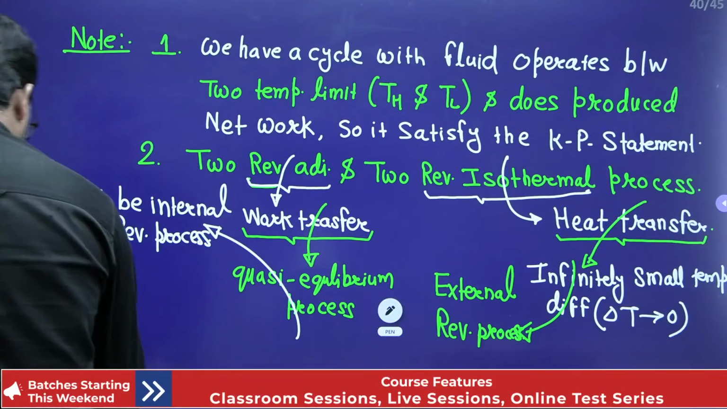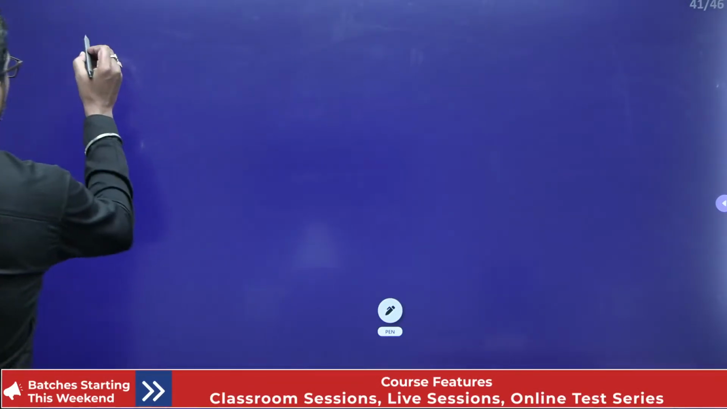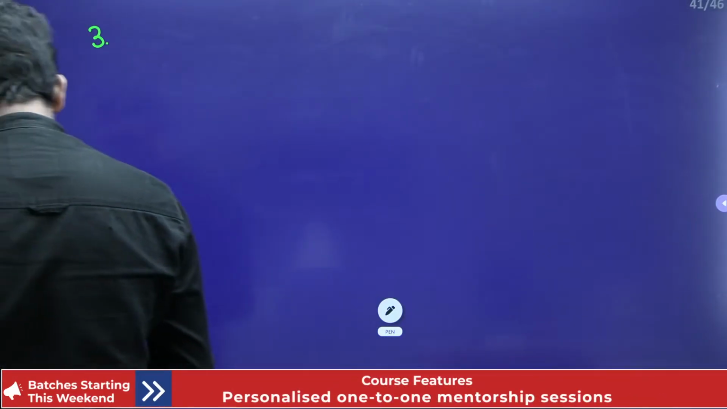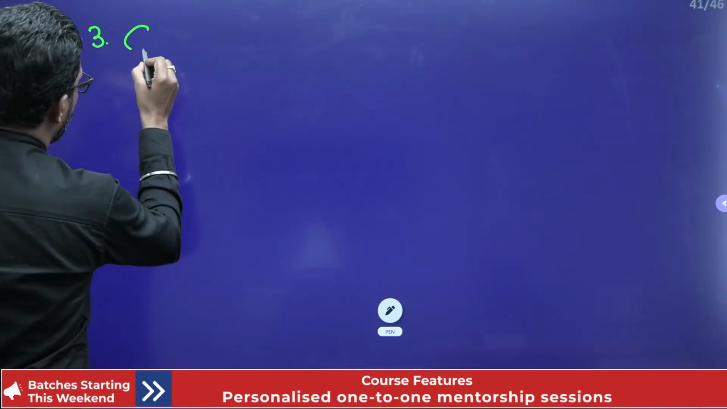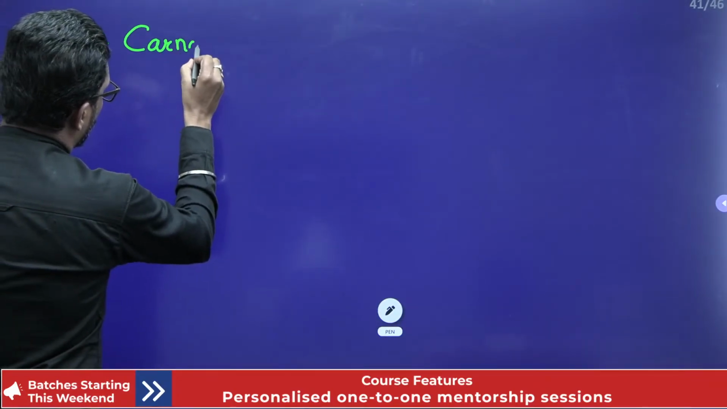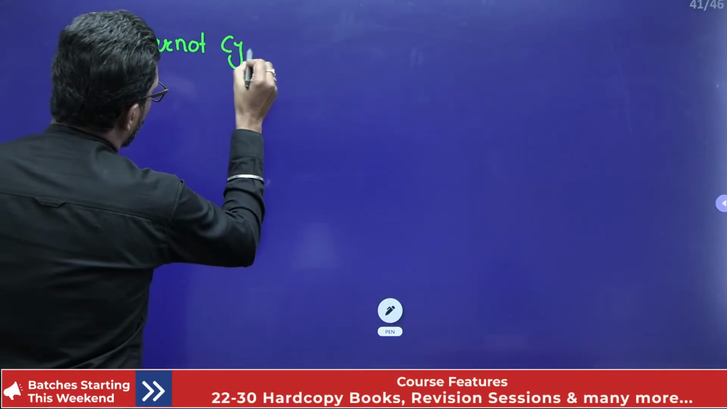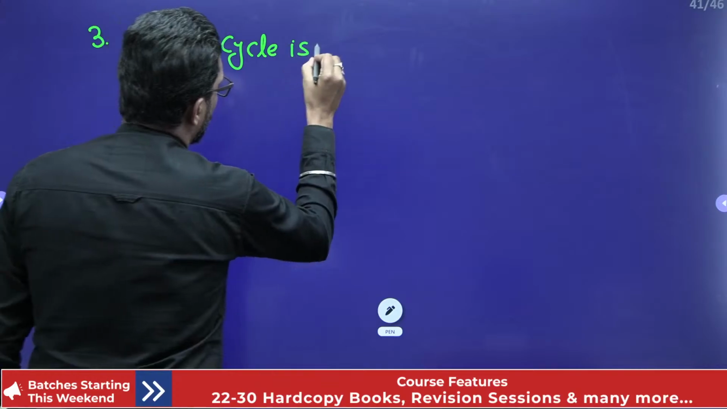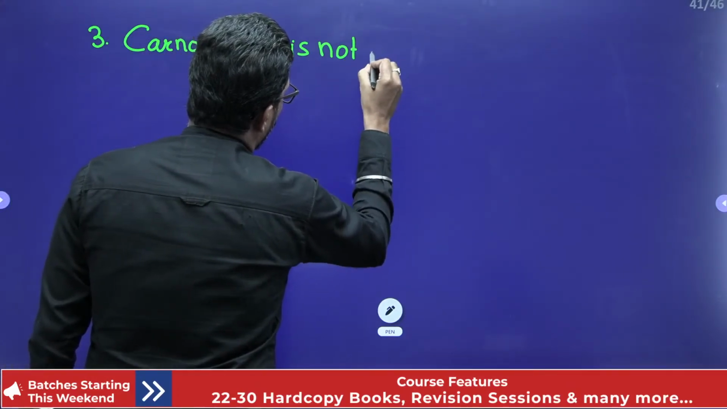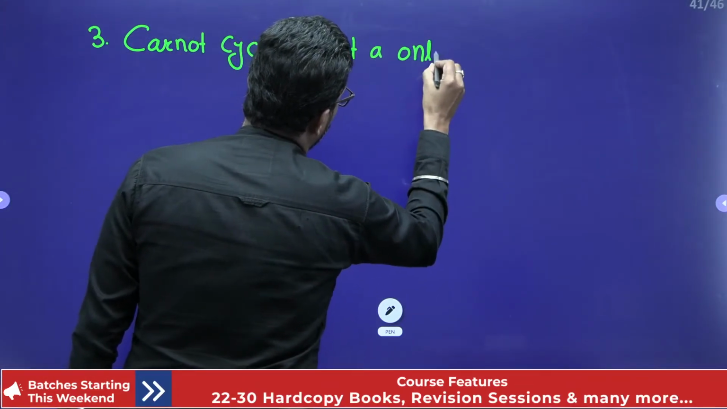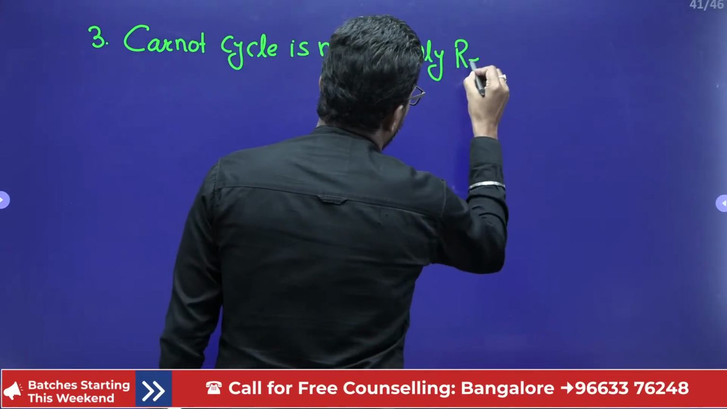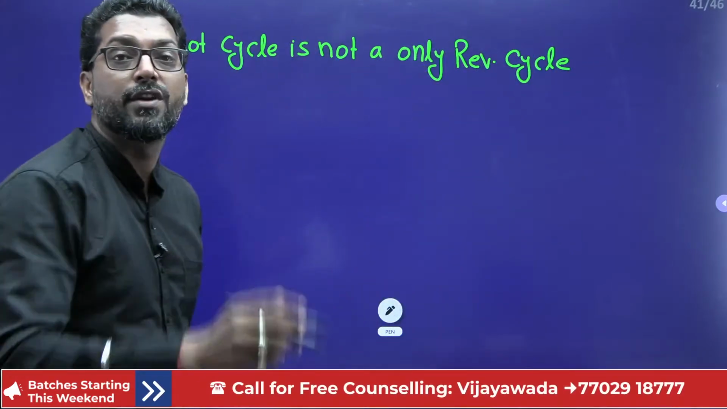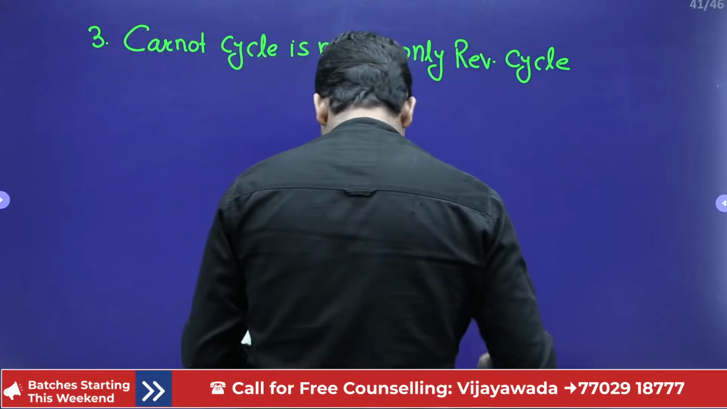Now, what is the third note point? The third note point is that the Carnot cycle is not the only reversible cycle. It is just an example of a reversible cycle.